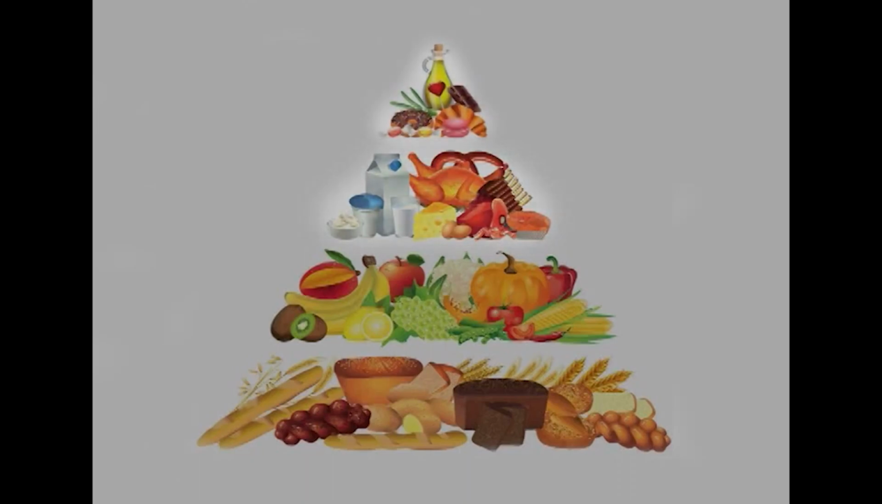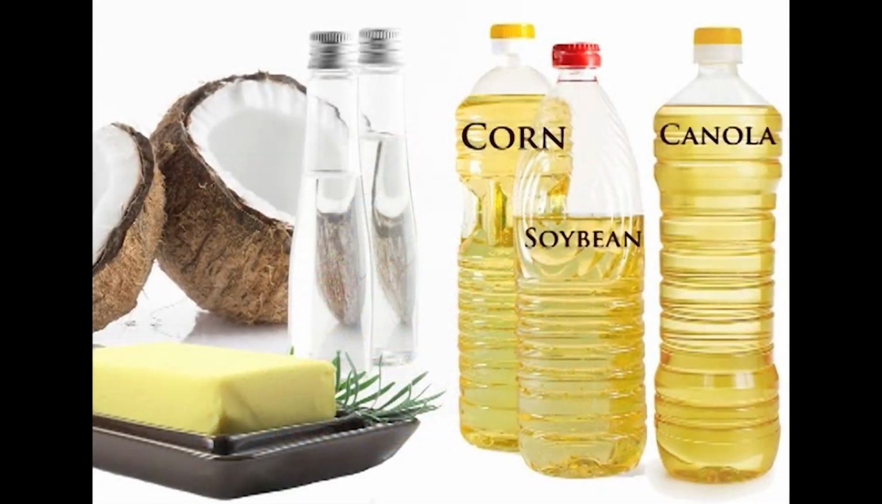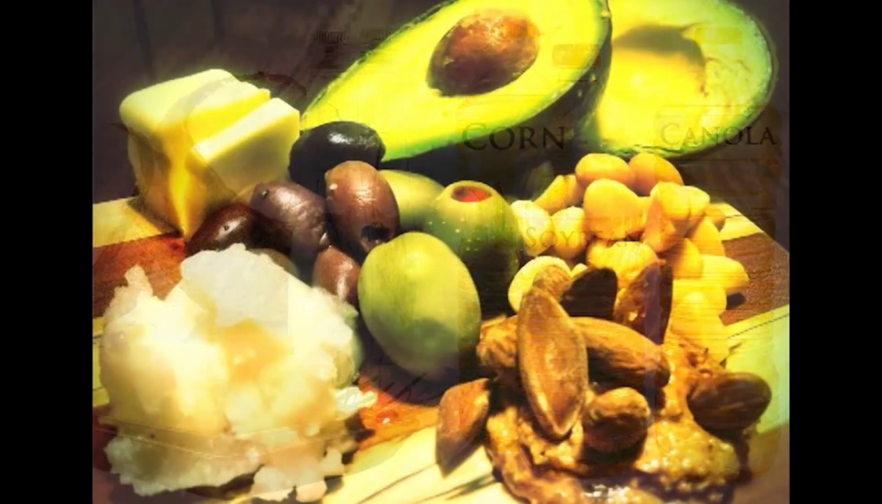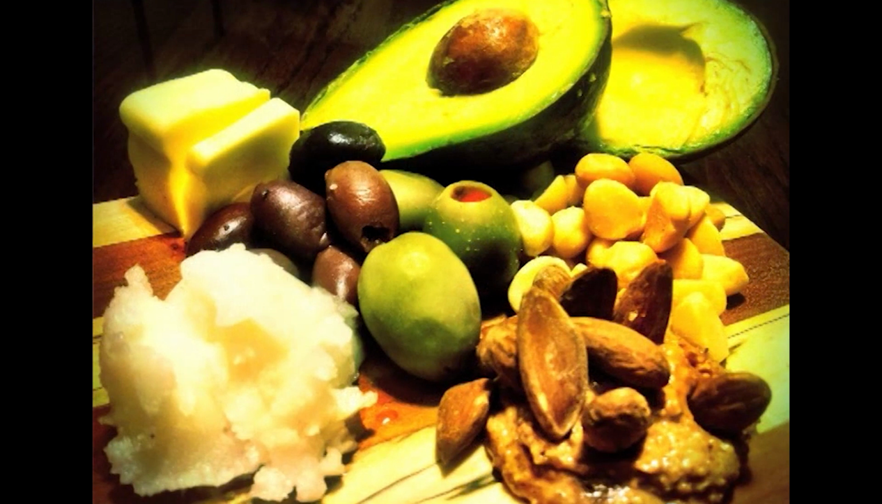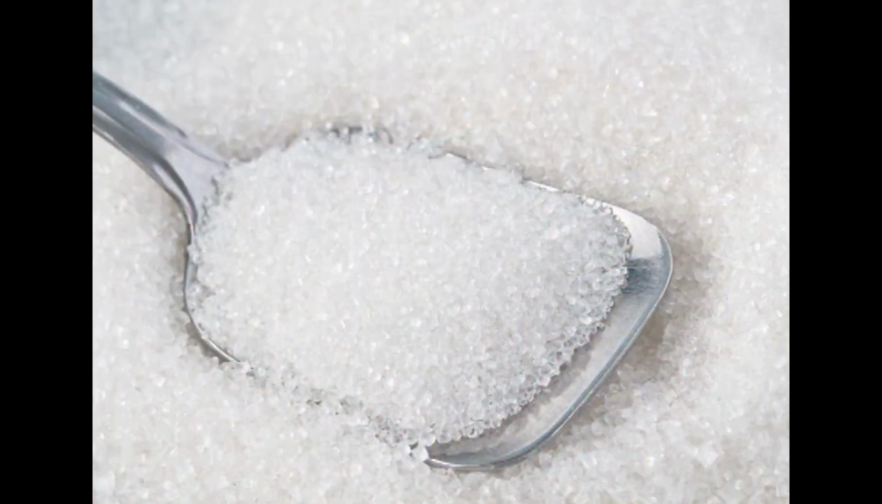The pinnacle of the pyramid contains fats, oils and sugar. Fats and oils give energy and are also good sources of fat soluble vitamins and essential fatty acids. Whereas sugar only provides energy and no other nutrient. So this particular food group has to be used very sparingly.